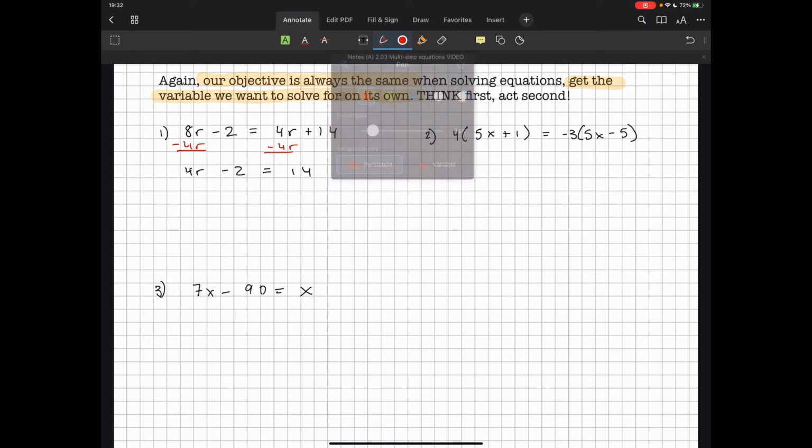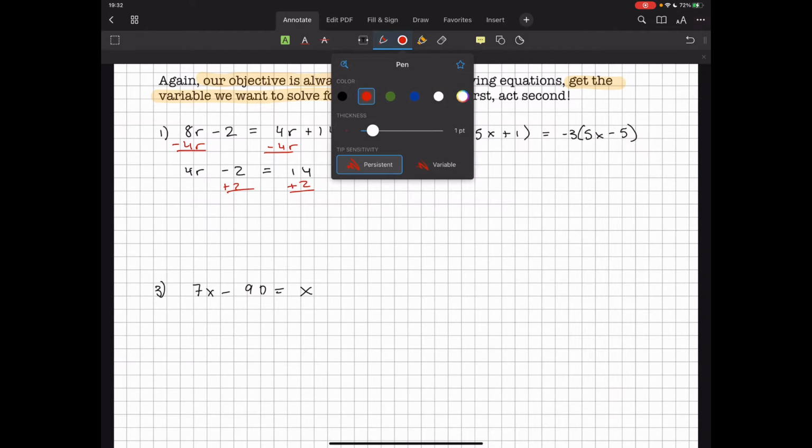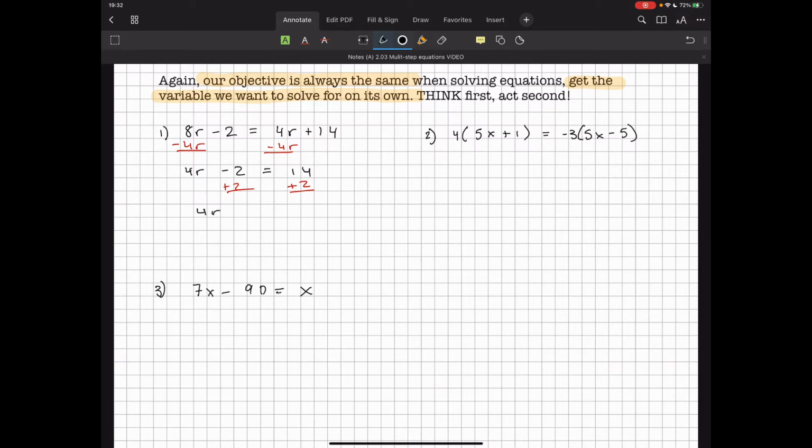And then from here, it's just like any other equation. We'll add 2 to both sides, leaving us with 4r equals 16. And then divide both sides by 4. And we can see that r equals 4. So that's the way I prefer to do it.